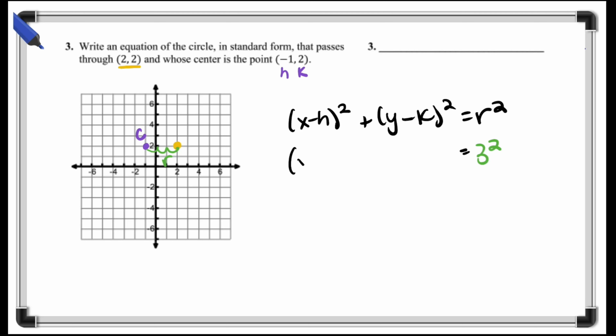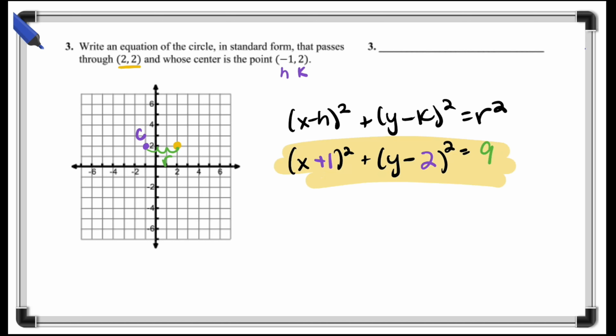So let's fill in our information. You have x, and then with your h, it's a minus and negative, so it'll turn into a +1. And then you have y minus, and then your k is 2. And then we're going to square that. And again, you know that 3 squared is the same thing as 9. So our final equation for this circle is like so.